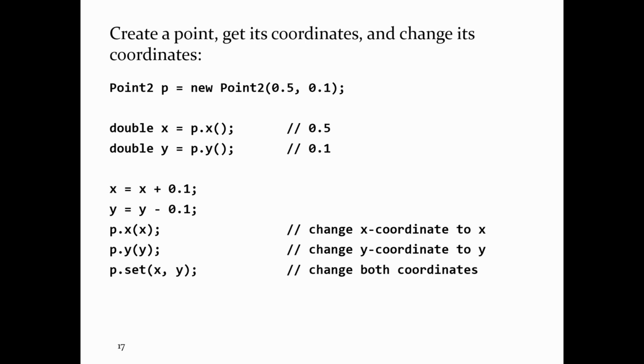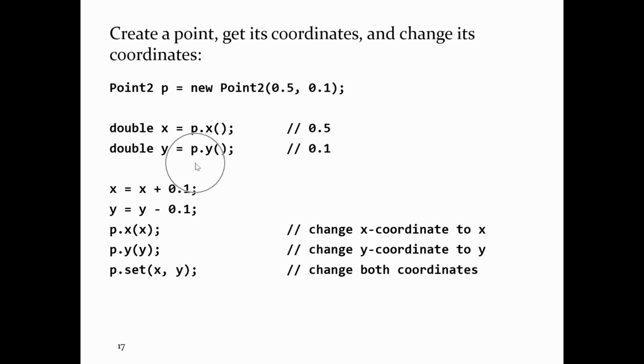Now for point2, you can't access the x and y coordinates directly. You can't get to the variable that p uses to store its x coordinate, and you cannot get to the variable that p uses to store its y coordinate. But you can ask the point for its x and y coordinate. The way you do that is you call a method. So you ask p, what is your x coordinate? And that returns 0.5.